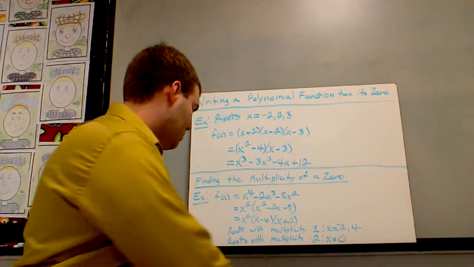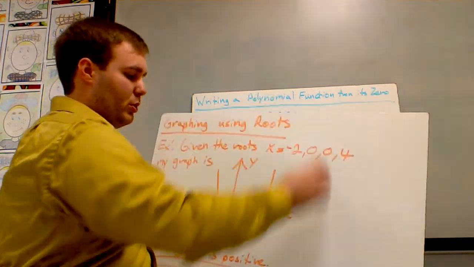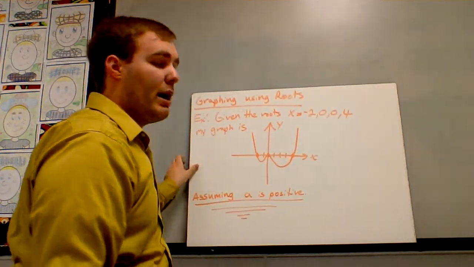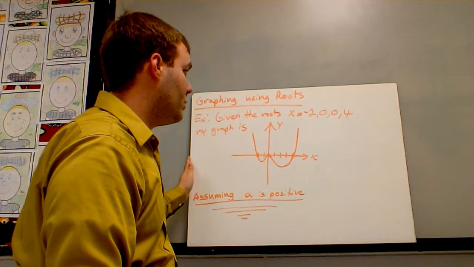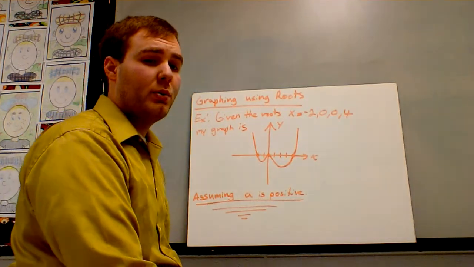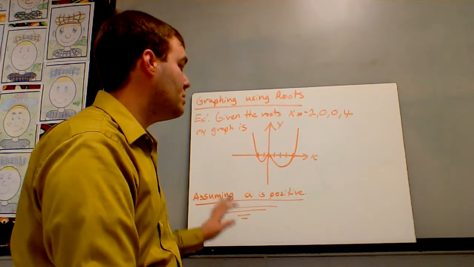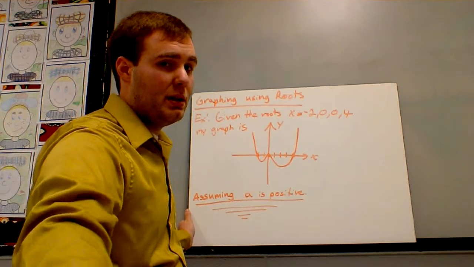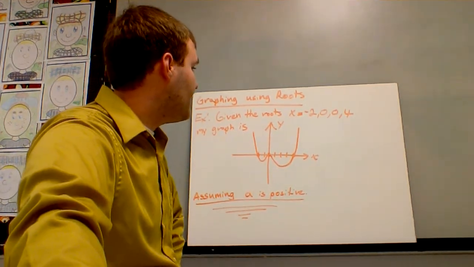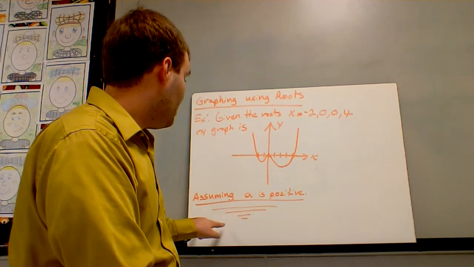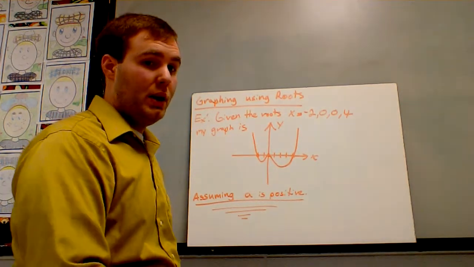So for one of the last two boards, this is just graphing using the roots of an equation. And we kind of touched on this a little bit right before break when we talked about how to graph functions. This is just an easy way to look at it. If I had an equation, that would make it even easier, but I can graph something given the roots and just one other key piece of information, which is whether or not it's positive or negative.